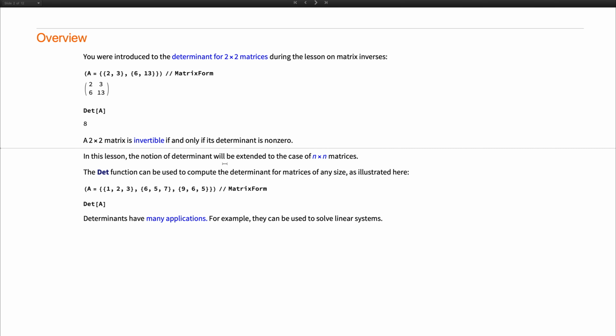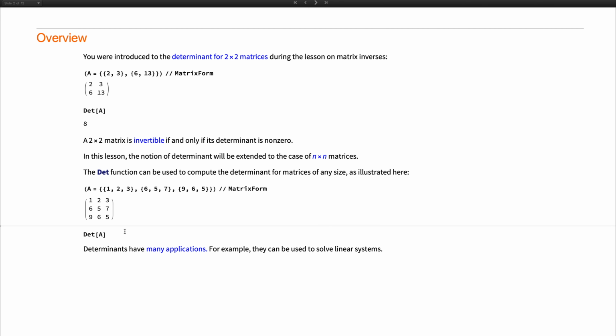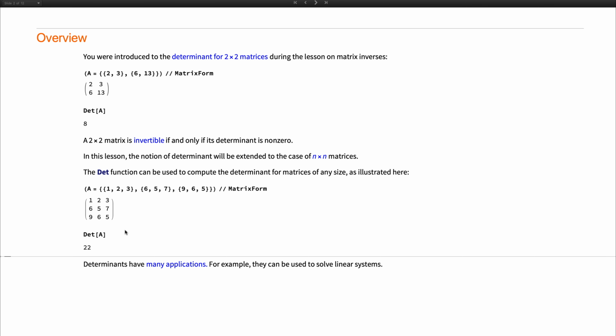In this lesson, we'll talk about the determinant in the case of n by n matrices, where n could be some large number. As we just saw, the Det function can be used to compute determinants for matrices of any size, not just 2 by 2. For example, here is a 3 by 3 matrix, and you can work out its determinant. The answer is 22. These determinants have many applications. For example, they can be used to solve linear systems, and hence they are quite important in linear algebra.